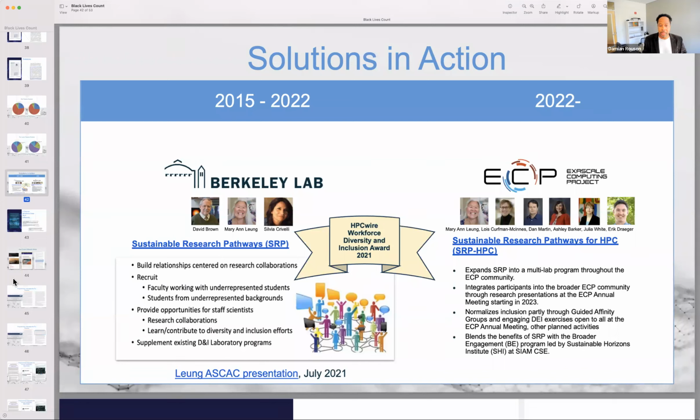We had this program called the Sustainable Research Pathways Program. It actually won an HPC Workforce Diversity and Inclusion Award in 2021. It's led by Marianne Leung, who's the president of Sustainable Horizons Institute, which is a nonprofit.